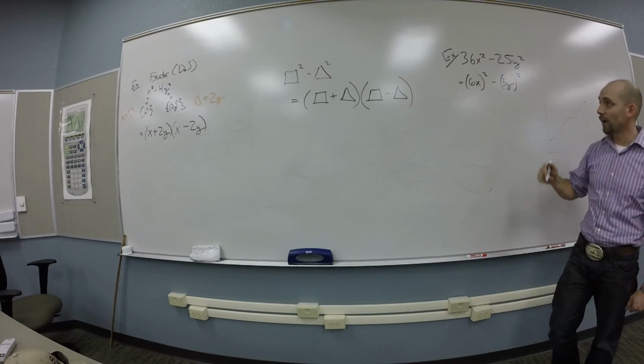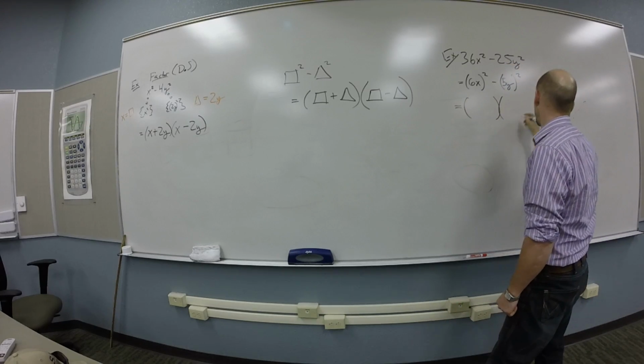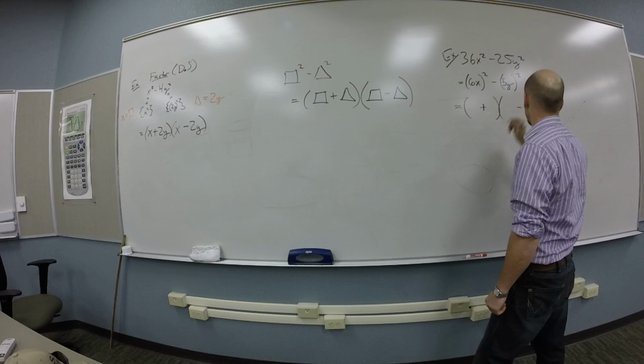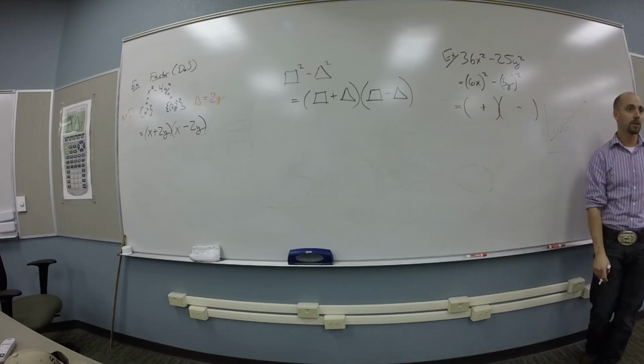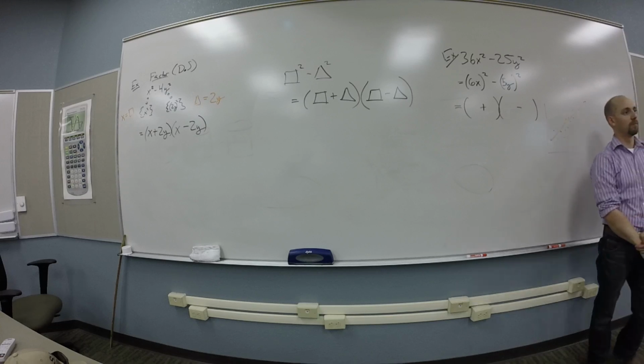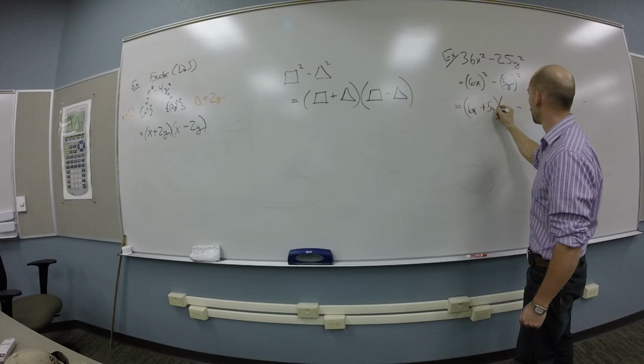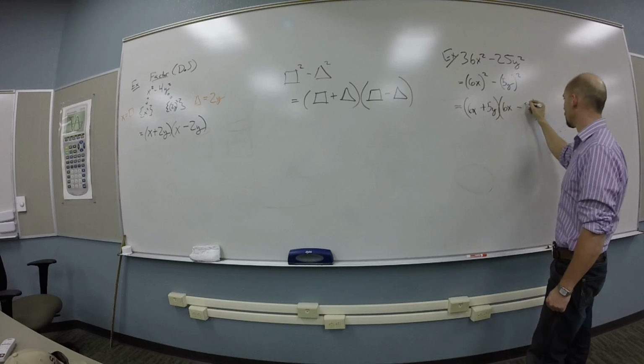Now I can factor this using my rule into something with a plus and something with a minus. What are they? 6x and 5y. So 6x plus 5y and 6x minus 5y.